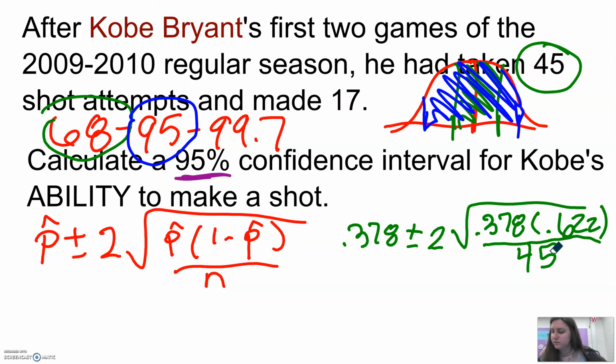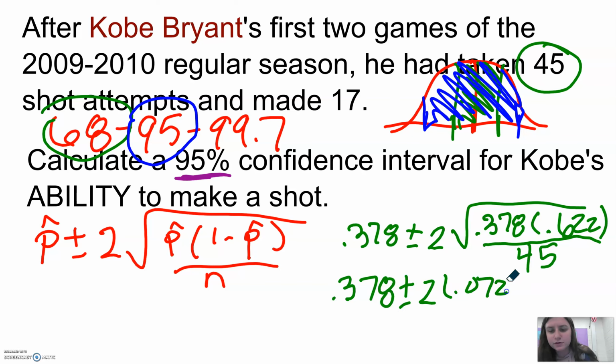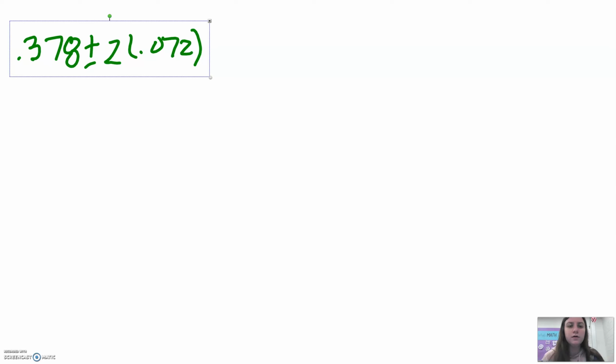Then we can just do some plugging and chugging here. 0.378 times 0.622, we find out what that is and divide it by how many we have, and then we take the square root. This gets us 0.378 plus or minus 2 times 0.072. If we multiply this by 2, we get 0.378 plus or minus 0.144.